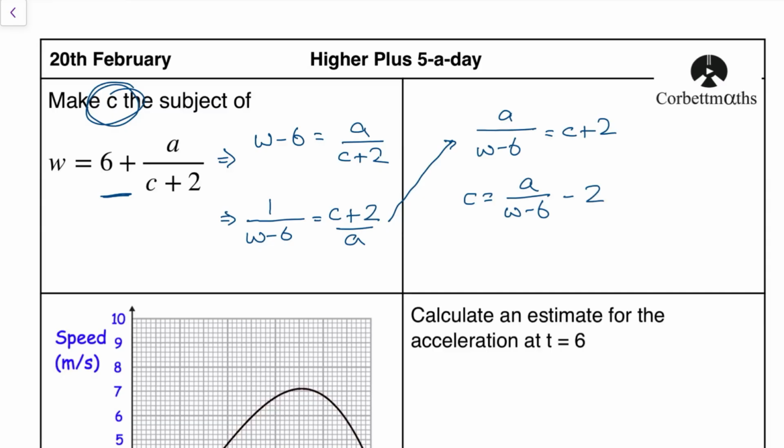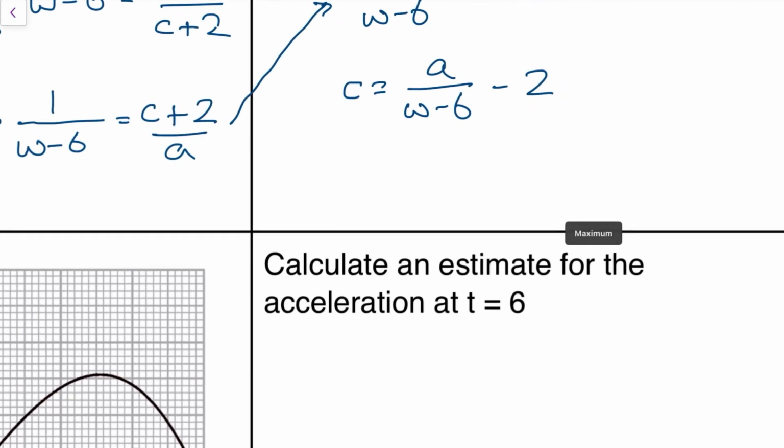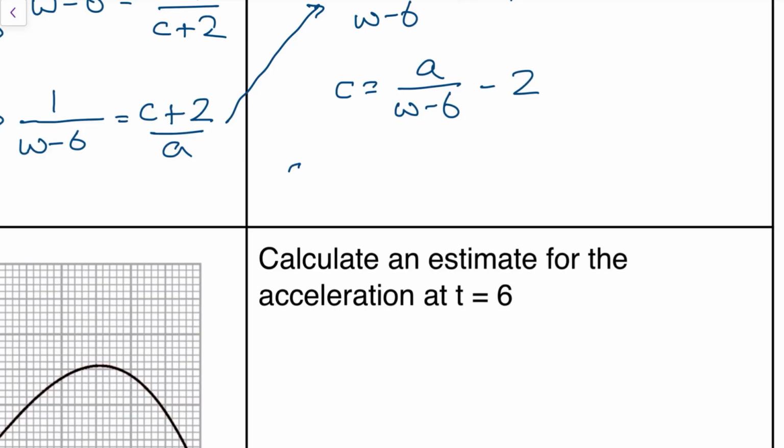Now, I say that, you could combine these two things. Depending on how you got there, you might have got the answer. I'm going to zoom in for this bit. You could have combined to one fraction. So you could have had A minus 2W plus 12 all over W minus 6. In other words, I make that a common denominator.